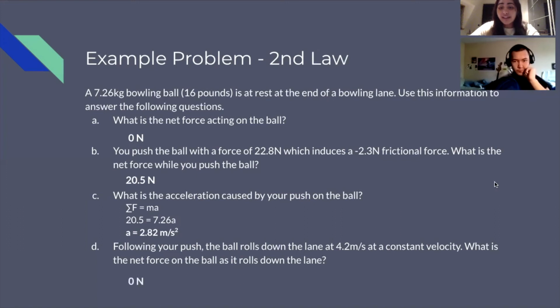And last, again, just reiterating that idea that even though you're traveling at a constant velocity and you are moving, the net force on the ball is still 0 newtons.